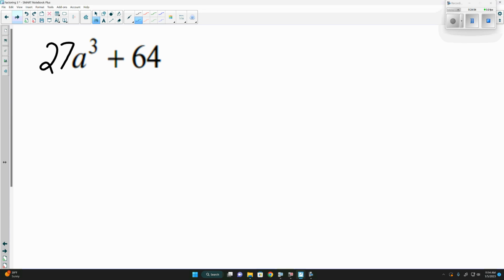Now this here is the last one of the sum and difference of perfect cubes that we'll look at for this here, or well, not the last one. We'll look at one more after this. Now we'll start off by taking the cubed root of 27a to the third and the cubed root of 64.